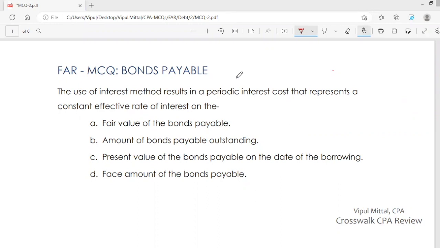All right, so you guys know that discount or premium on bonds payable is amortized using the interest method. And this interest method results in constant effective rate of interest. But this constant effective interest rate is on what amount? Is it on the fair value of the bonds payable? Or is it on the amount of bonds payable outstanding, or present value of the bonds payable on the date of the borrowing, or face amount of the bonds payable? So this periodic interest cost represents a constant effective rate of interest on what?